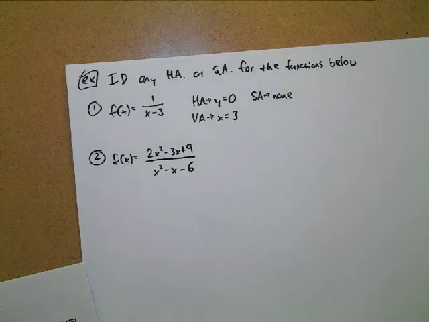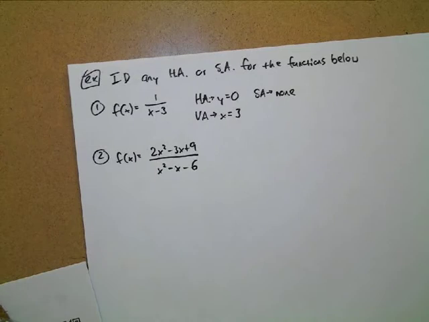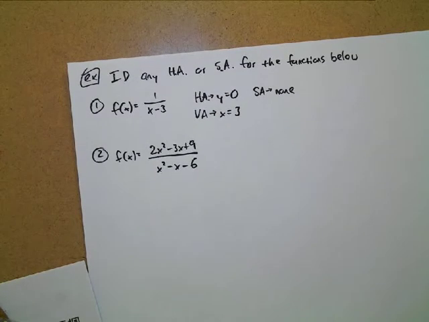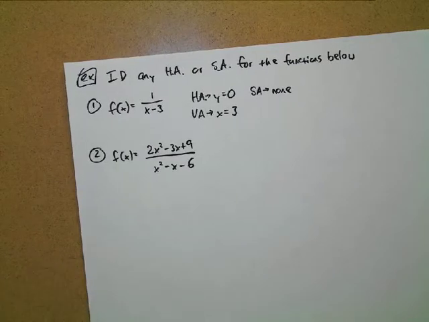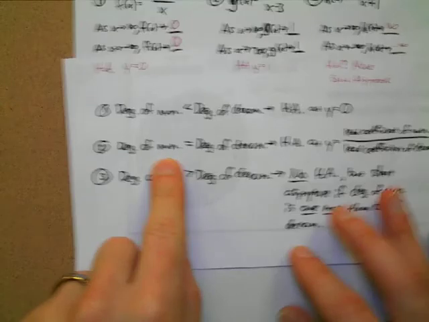So, Michael G. What's the degree of the numerator here, Michael? What's the highest power in the numerator? Two. What's the highest power in the denominator, Michael G? Two. So the top and bottom have the same degree. Okay, let's go back to what we were talking about earlier, right? What do we do then? What kind of horizontal asymptote do we have if the degree of the numerator is the same as the degree of the denominator?